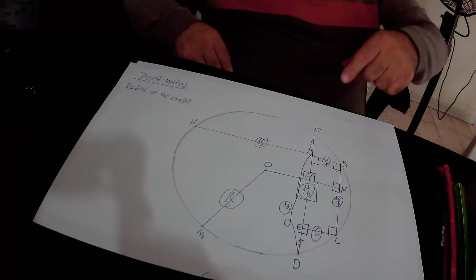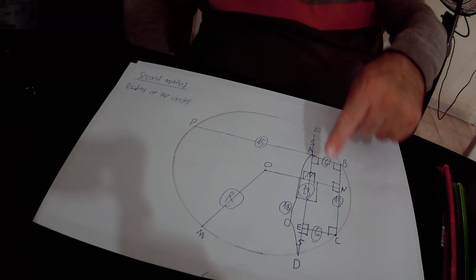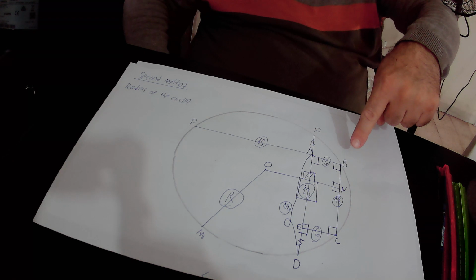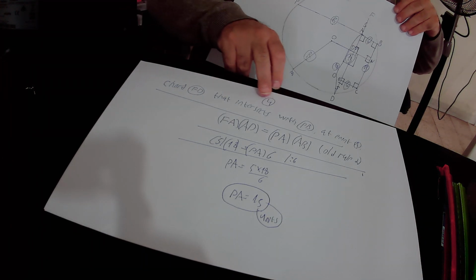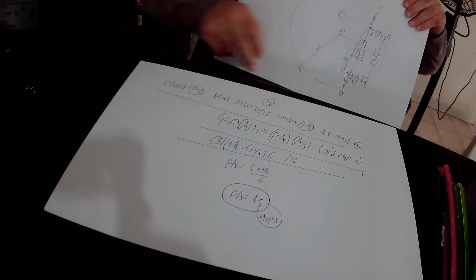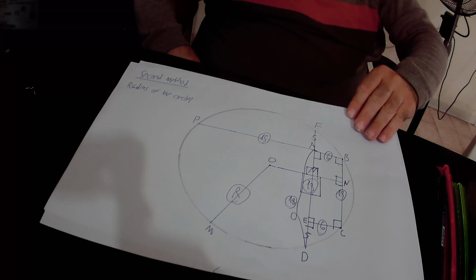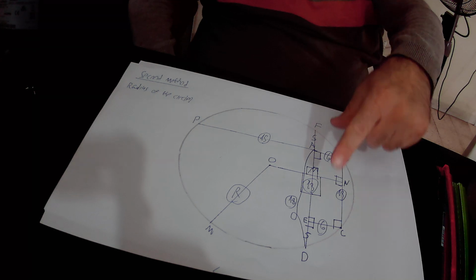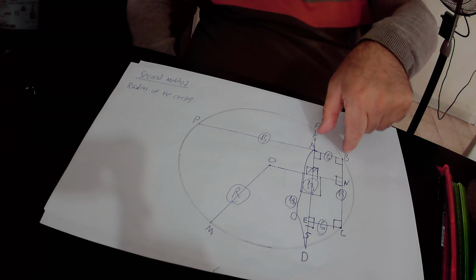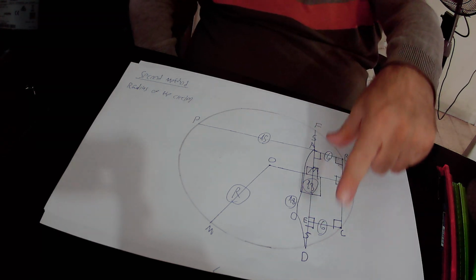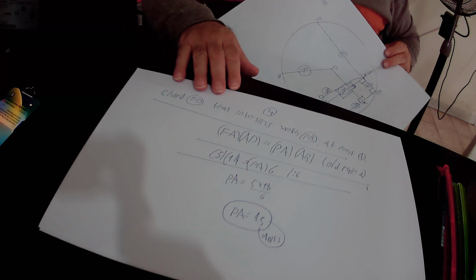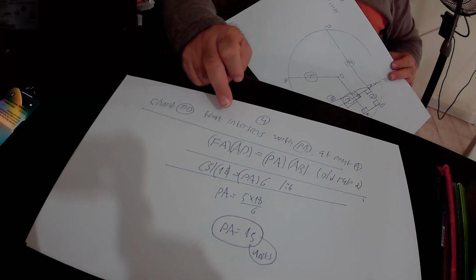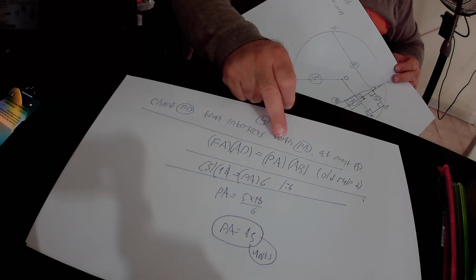So here we have chord FD that intersects with chord PB at point A. Therefore, according to the old rule number 2, we get that FA times AD equals BA times AP. Again, according to the old rule number 2, FA times AD equals PA times AB.